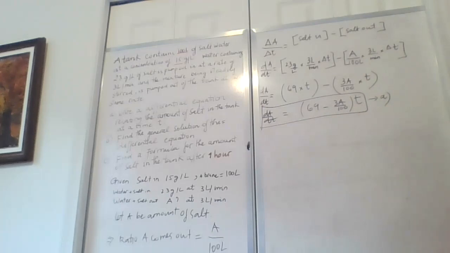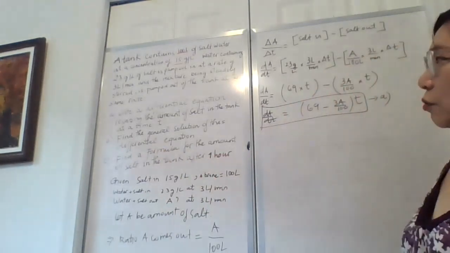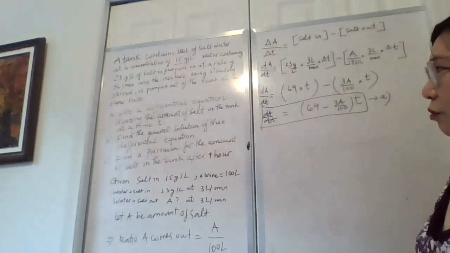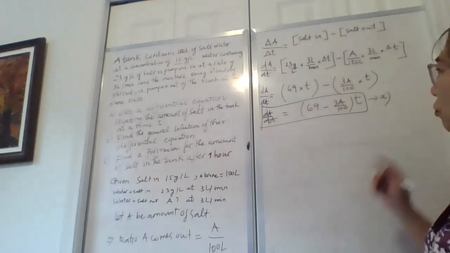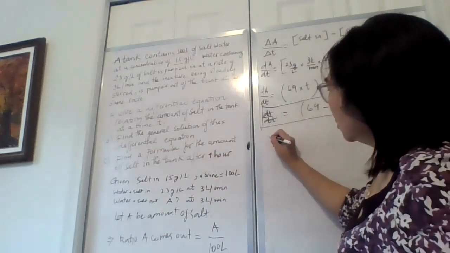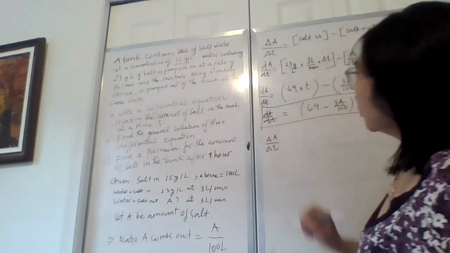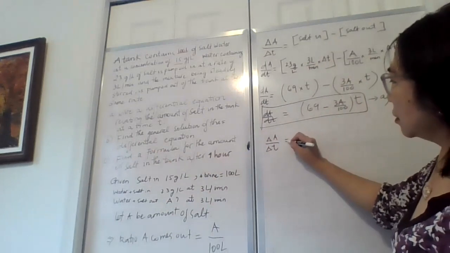So that's our equation, okay? So now we go to B. Find the general solution of this differential equation. Okay, so we want to find out the general solution. We have to put back in delta A over delta T. So I'm going to solve B like this.